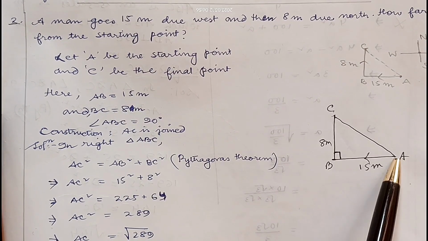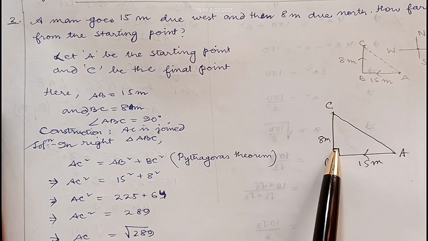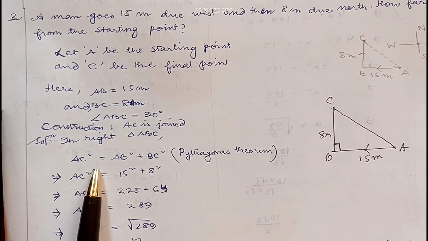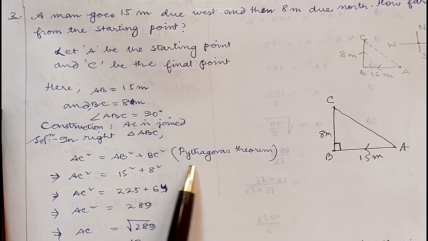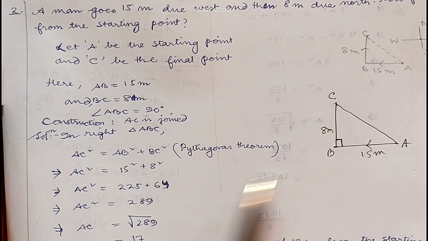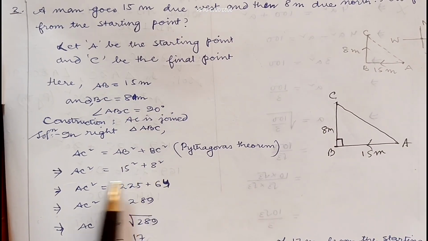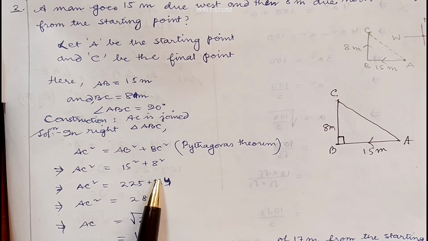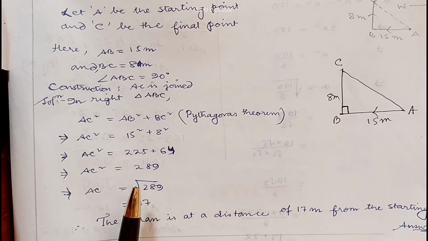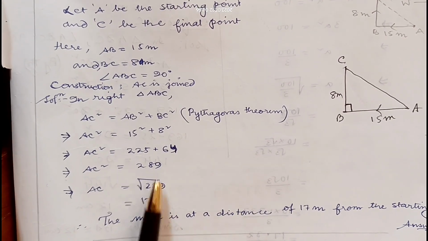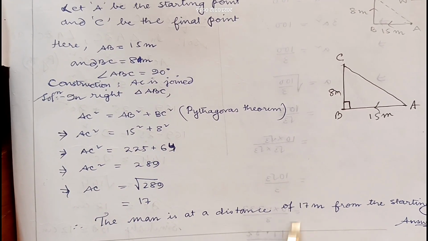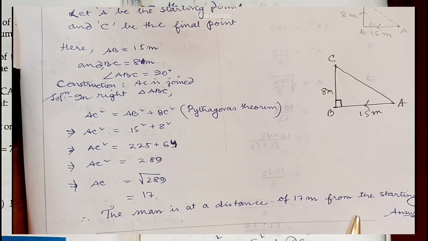Now in right angle triangle ABC, since this angle is 90 degree, AC square is AB square plus BC square by Pythagoras theorem. Now AC we have to calculate. AB is 15, BC is 8, so it will be 15 square plus 8 square. AC square is 225 plus 64. 8 square is 64, 15 square is 225. If I add, then I am going to get AC square equal to 289. 289 is the square of 17. So AC is 17. Therefore, the man is at a distance of 17 meter from the starting point.